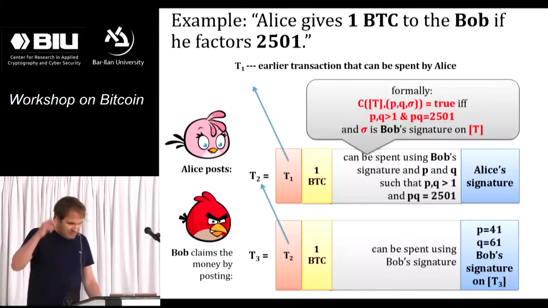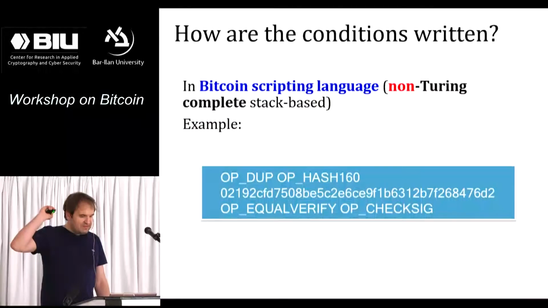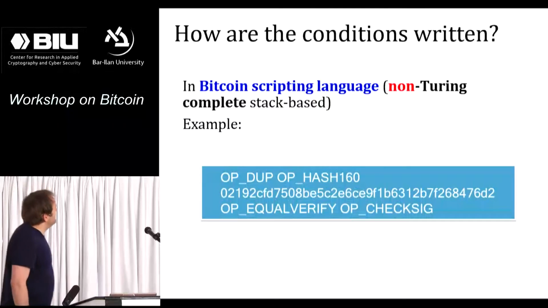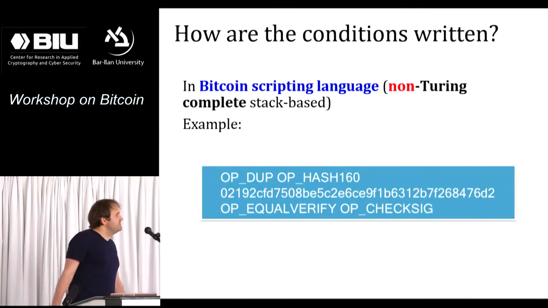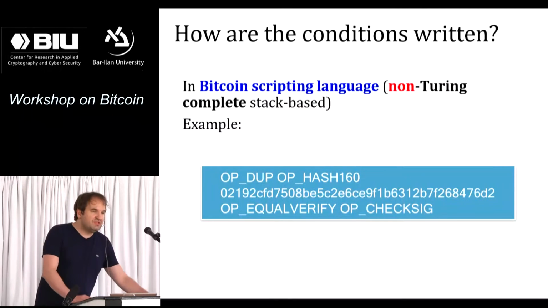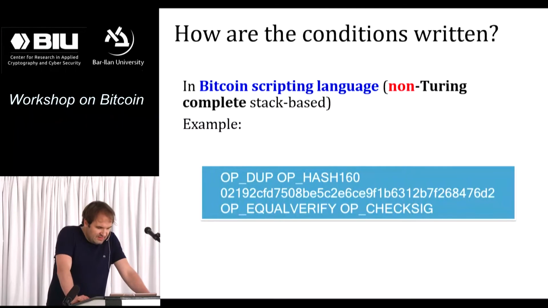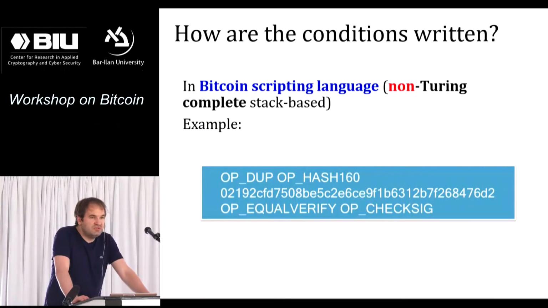Now, how are these conditions written? They are written in something called the Bitcoin scripting language, which is a non-Turing complete stack-based language that looks a little bit like an assembly language. It is non-Turing complete for a good reason. Anybody has an idea why it's not Turing complete? Yeah, exactly.